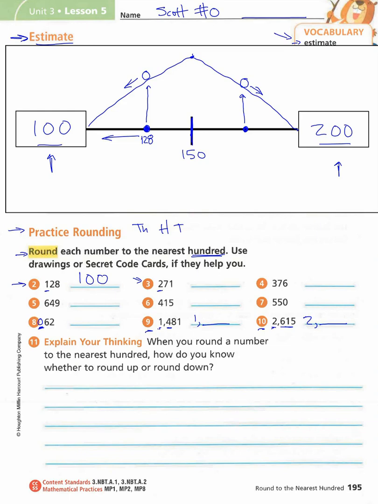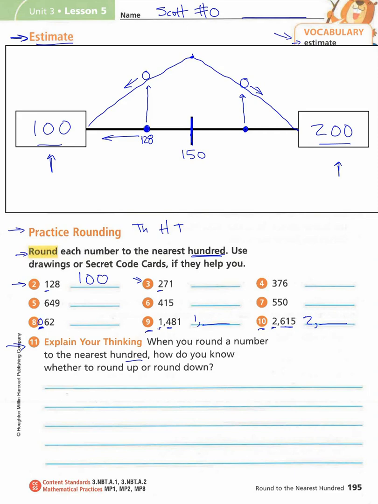Okay, so here we go. We're looking at number 11. Now we've talked about this, but it's saying explain your thinking. When you round a number to the nearest 100, how do you know whether to round up or round down? And I need to tell you one more thing.